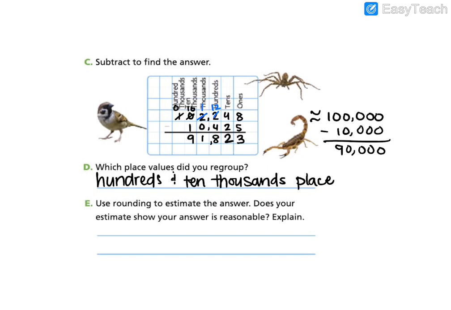So does that show our answer is reasonable? It does, right? 90,000 is close to 91,000. And why is that important? So let's say we did this problem, right? 102,248 minus 10,425. And let's say we made some errors here. Okay, we subtracted here correctly, here correctly.